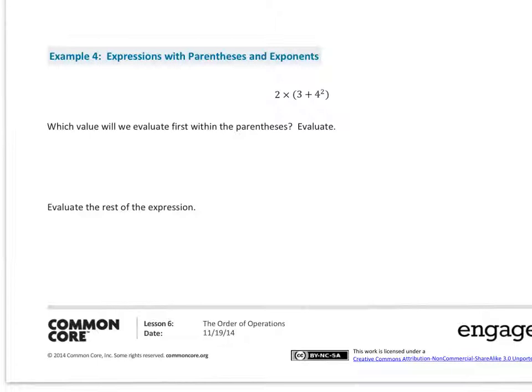So now we're using both parentheses and exponents. So let's check it out. We have 2 different operations within the parentheses. We have our adding and our exponent. Which are we going to do first? I hope you said the exponent, because exponents always come before adding. So we know that 4 to the second power is the same as 4 times 4, which is 16. So let's rewrite it. 2 times 3 plus 16.